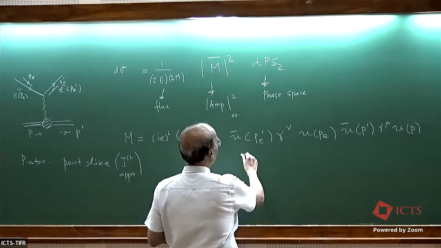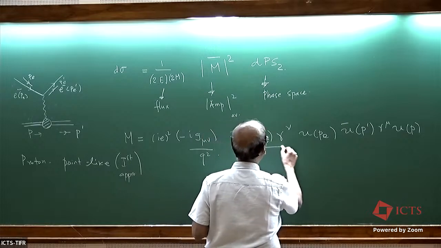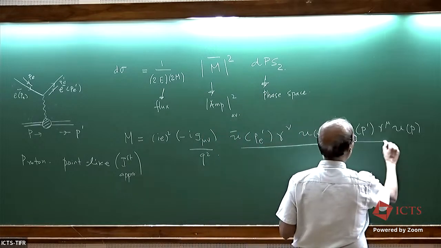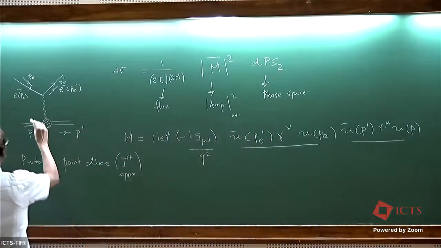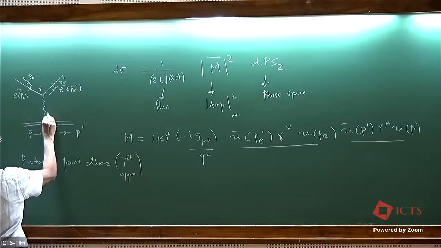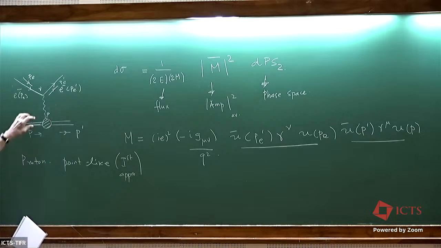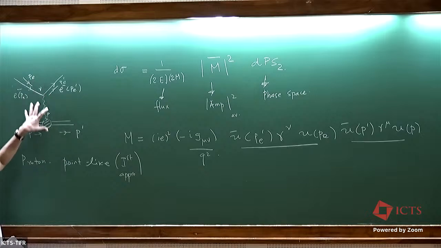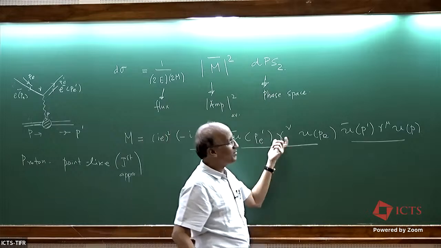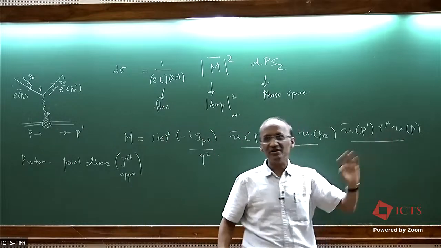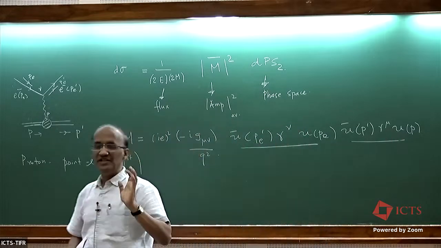So this part is for the upper part of the diagram. This is the part for the lower part of the diagram. So I put index nu here and mu here, and I assume that this photon that couples these two particles, lepton and this proton, couples electromagnetically. So there is a gamma mu here. I'm not considering any other weak interactions and things like that.